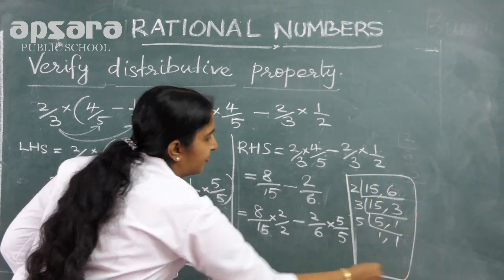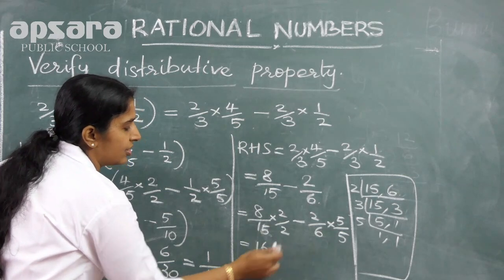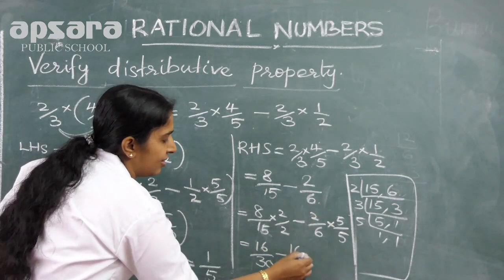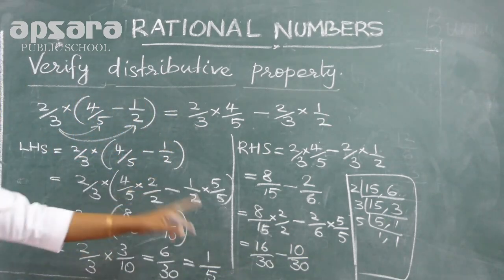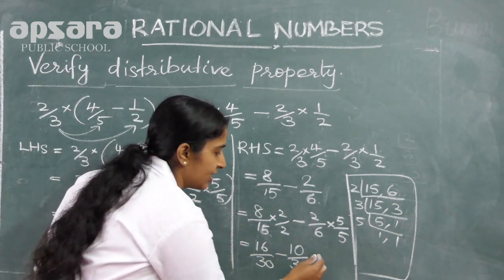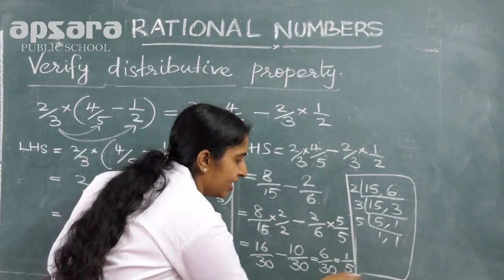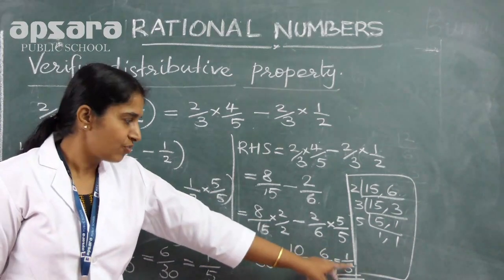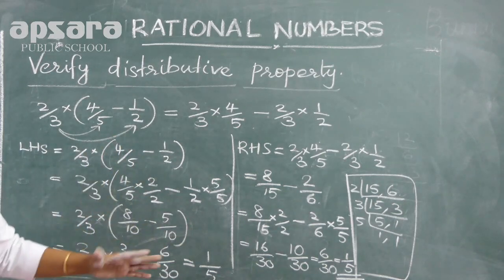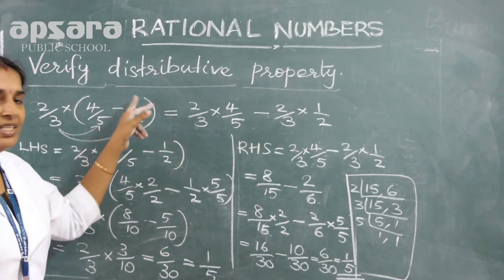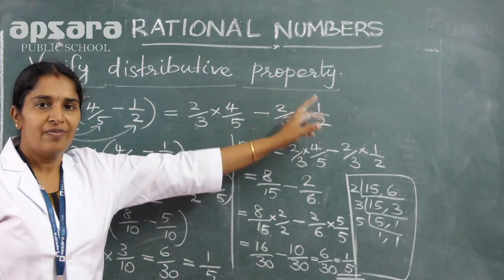Correct? Equal to 8 2s are 16, 15 into 2 is 30, minus 2 5s are 10, 10 by 30. See? 16 minus 10 divided by 30. What is that? 6 by 30. That is equal to 1 by 5. So here also you are getting the answer as 1 by 5, and LHS also you got the answer as 1 by 5. So we have verified that 2 by 3 into 4 by 5 minus 1 by 2 is equal to 2 by 3 into 4 by 5 minus 2 by 3 into 1 by 2.